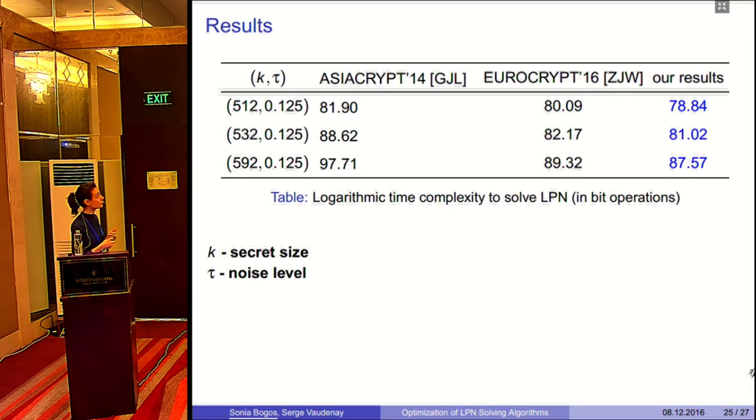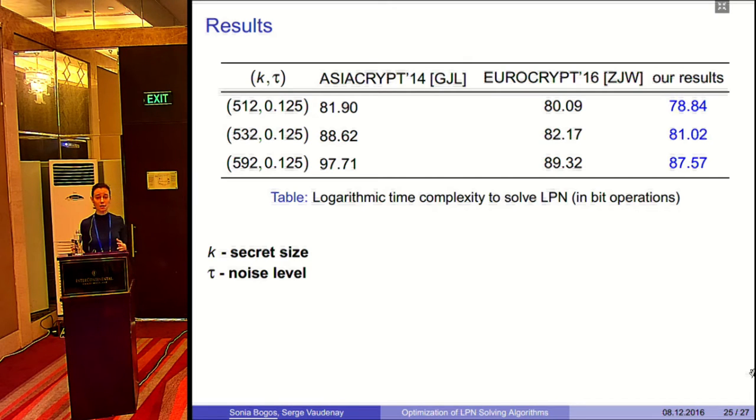The values that we put for AsiaCrypt and for EuroCrypt are the ones that we recomputed, because there were some missing terms, but we are not cheating. For example, for this 512, which is the most studied instance, we actually perform better than the original results that we find in these two papers.